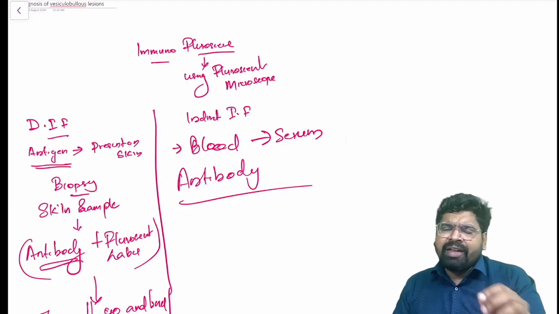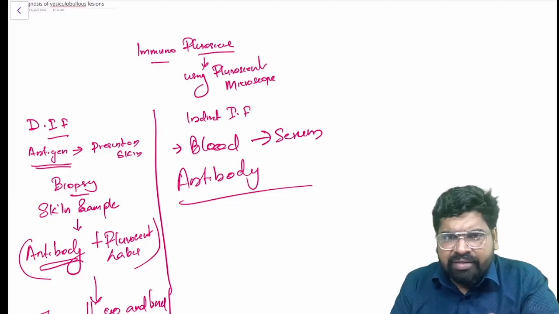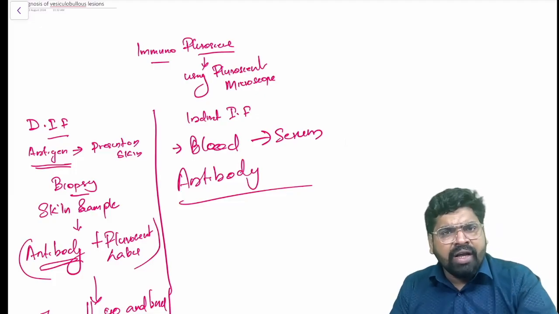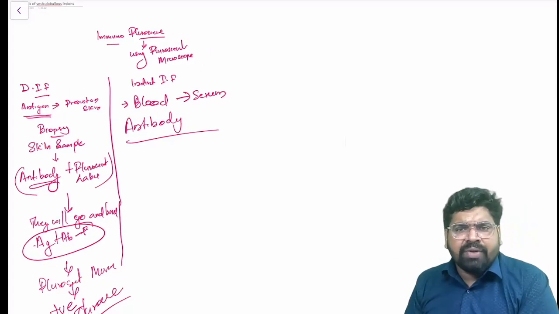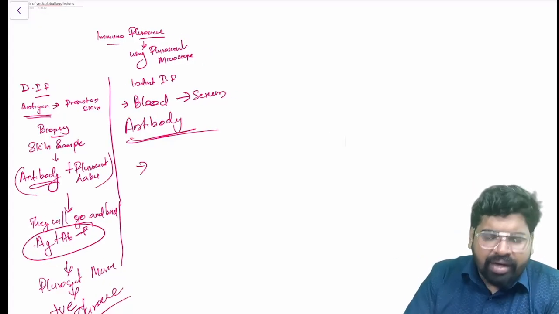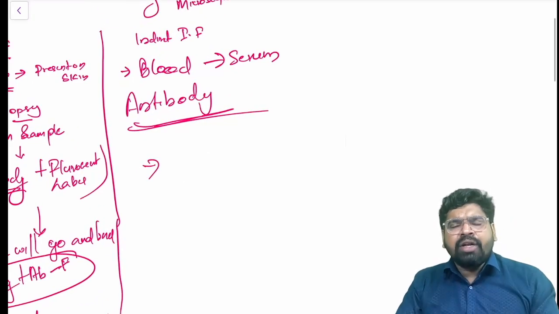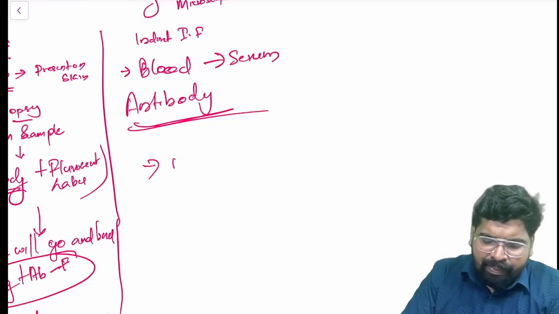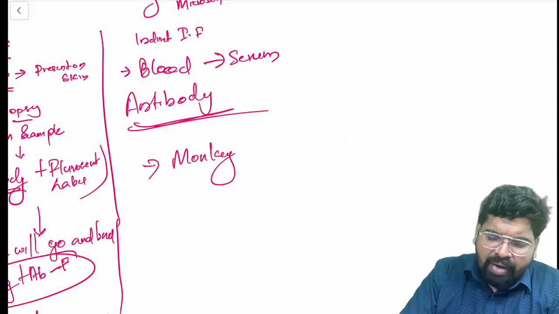If I identify that this antibody is circulating in his serum, then I can know that this person has the disease, that's why the antibody is in his serum. So what will I do? I took the serum, and now I have to check for this antibody. I will put it on a surface. Which surface? On monkey esophagus or monkey skin.